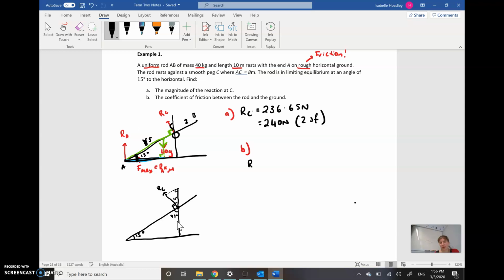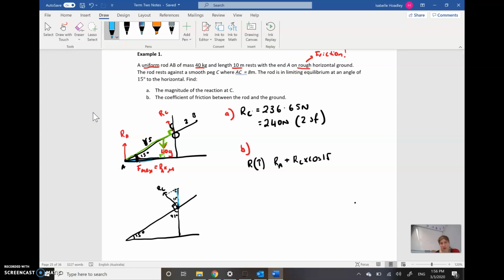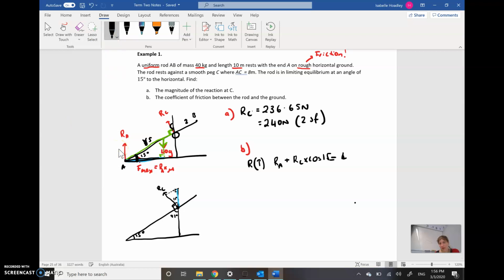So we'll start off by resolving vertically. We have RA, which is vertical, plus the vertical part of RC, which is RC, our hypotenuse, times cos 15, because we want this vertical part here of our right angle triangle. That's equal to 40G, because we're in equilibrium, we're not moving, so that's equal to our weight force of 40G.